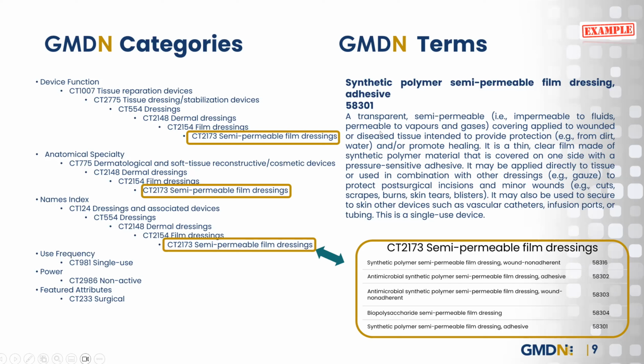So all terms in the GMDN will be linked to a device function because all devices have a device function. And most terms will also have a link to an anatomical specialty, although of course there are some devices that are not dedicated to an anatomical specialty. And the names index is also a useful grouper to find terms and devices by their names.